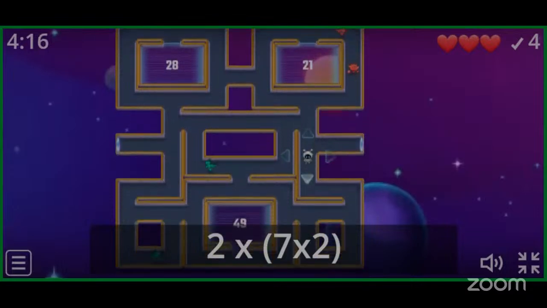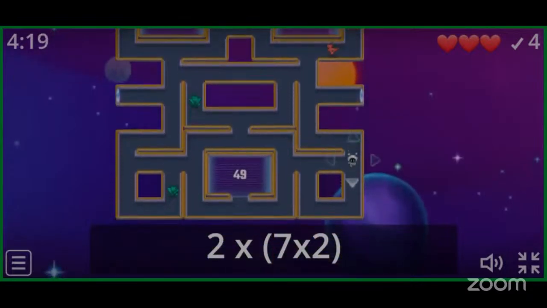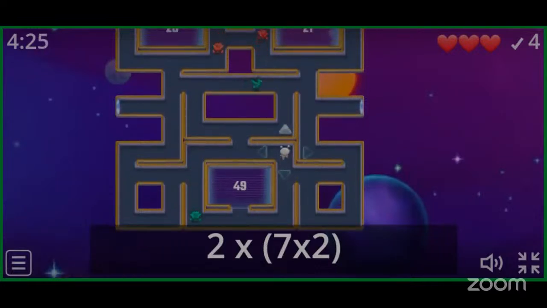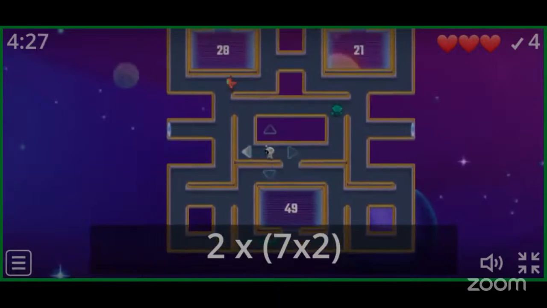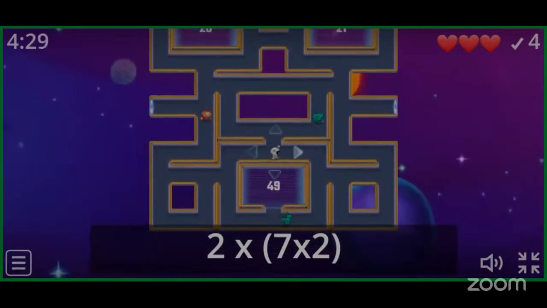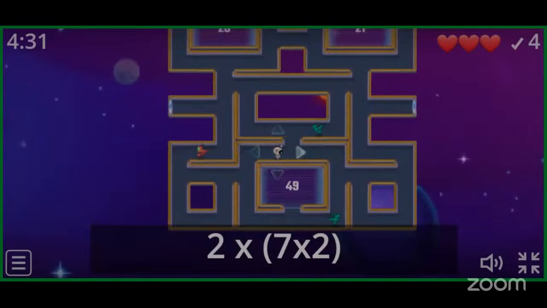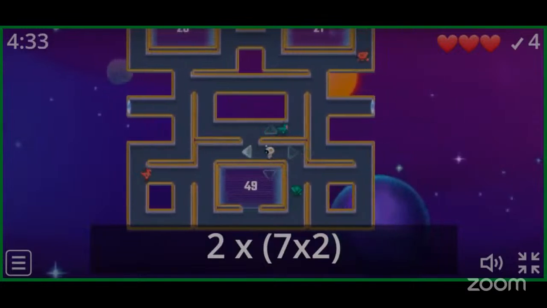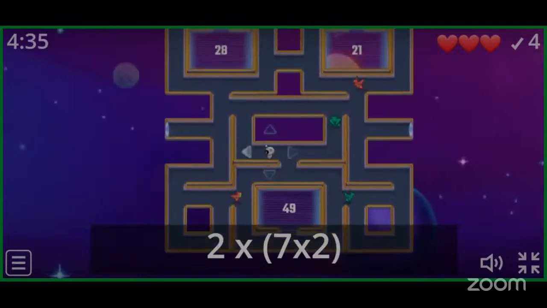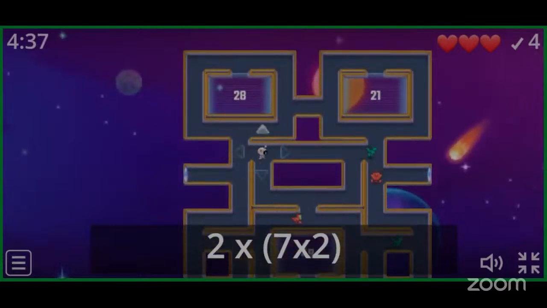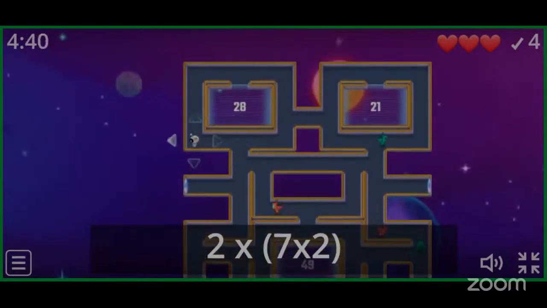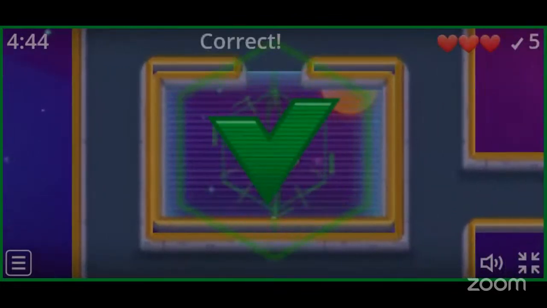Okay, let's just escape for a minute. So 7 times 2, we know that's going to be 14. And then we have 2 times what is within the brackets, which is 14. Okay, they're kind of going to try and close in. Okay, let's get out of this situation. Controls aren't that great on the smartphone. Have to be careful. 28.